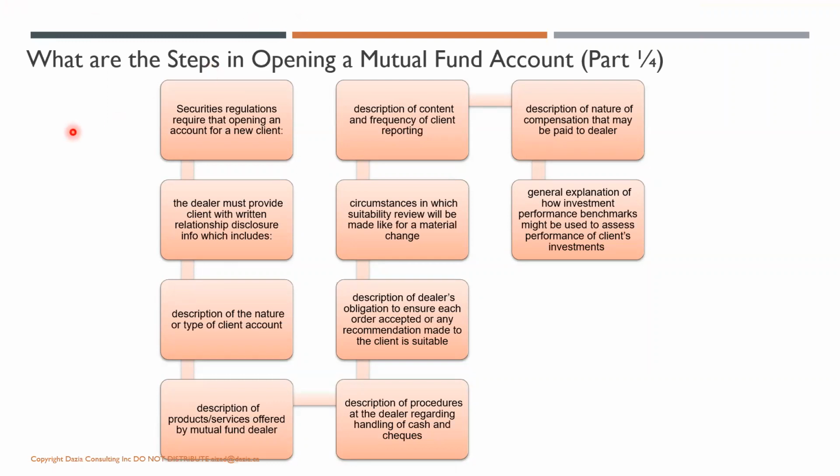When you're opening a mutual fund account, first of all, you have to provide the client with written disclosure. Usually, of course, that's going to be a printout of the account opening information, what type of account they're opening, so they know it's an RSP or a TFSA, and a description of the products that you can offer. For example, you will not be offering any stocks or bonds. You're not licensed for that. You can only offer mutual funds, right? But you need to know about stocks and bonds because the mutual funds have stocks and bonds in them. But you are not going to be offering them any of those products.